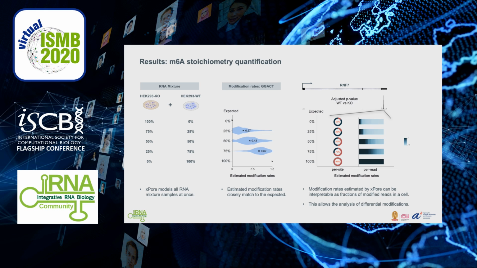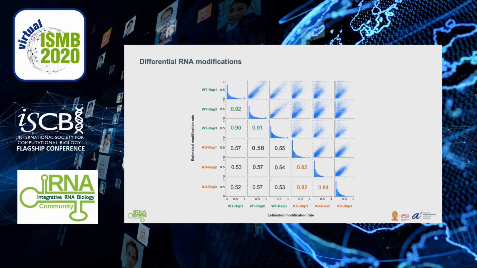From top to bottom, we can see an increased proportion of modified reads, shown in darker colors in order. These show that the estimated modification rates can be interpreted as fractions of modified reads in a cell, allowing the analysis of differential modification. Remember, we aim to do the same analysis as differential gene expression. With the modification rates estimated by Explore, now we can do so, and this is how it looks.